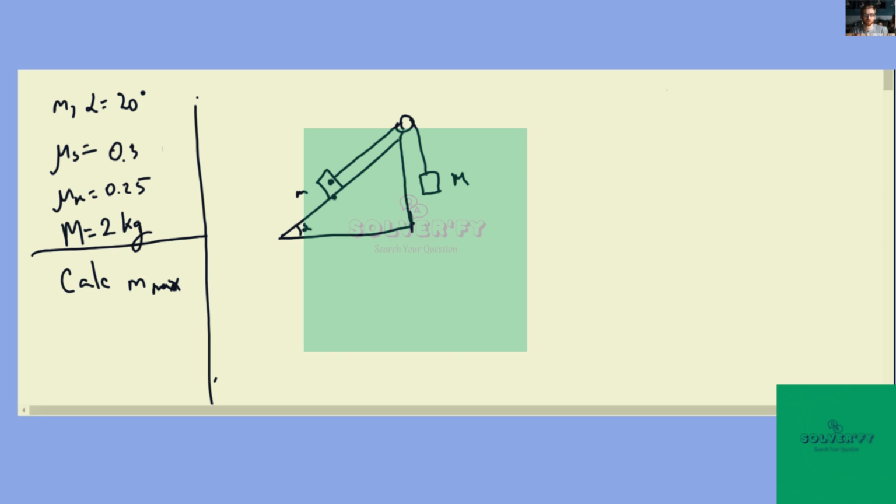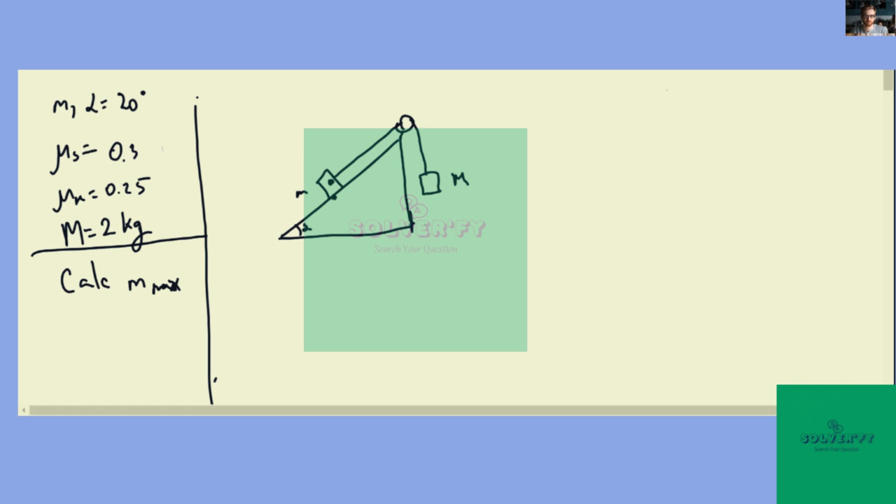Hello, the system shown on the screen is initially at rest, and then at a certain point in time it starts to move. The mass m small is unknown, and it's connected to the mass M capital of 2 kilograms through a block. Here we have to calculate the maximum value of mass at which the system doesn't move.